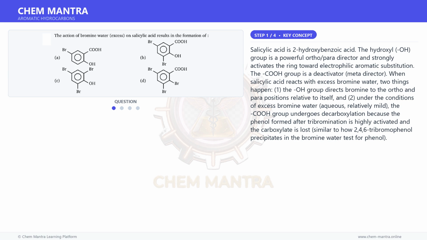And 2. Under the conditions of excess bromine water, aqueous, relatively mild, the COOH group undergoes decarboxylation because the phenol formed after tribromination is highly activated and the carboxylate is lost, similar to how 2,4,6-tribromophenol precipitates in the bromine water test for phenol.